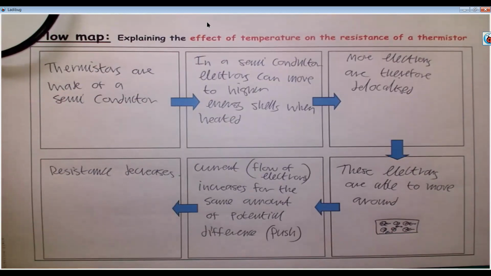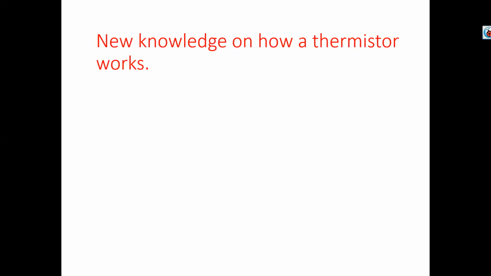So thank you for making your notes on that, and a new knowledge of how a thermistor works. And now it's time to embed that knowledge. An LDR, or light-dependent resistor, works in a very similar way, except light causes the electrons to move to higher energy shells, not heat. So that's how an LDR works. Exactly the same way, except it's light rather than heat.